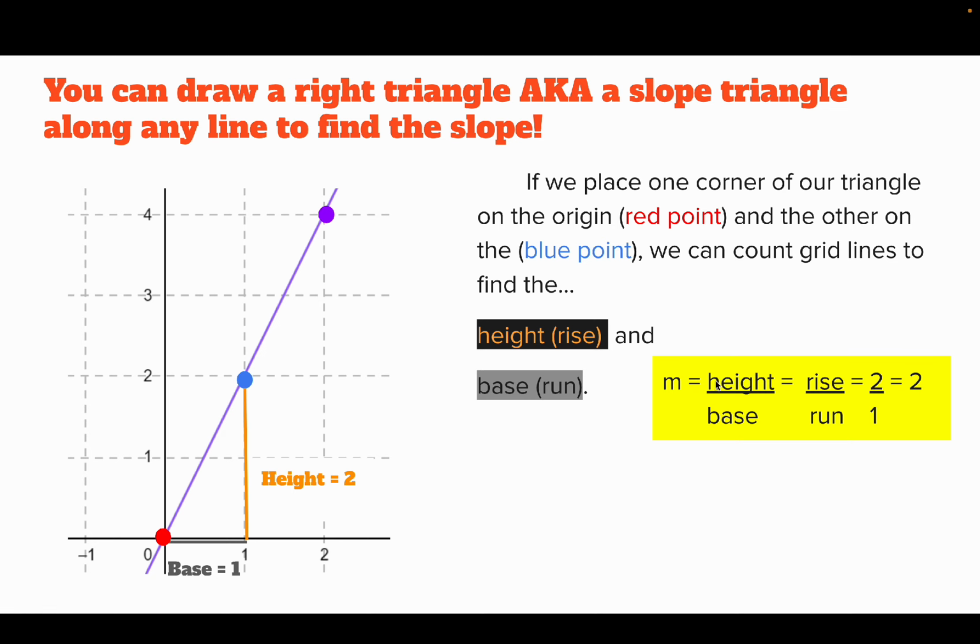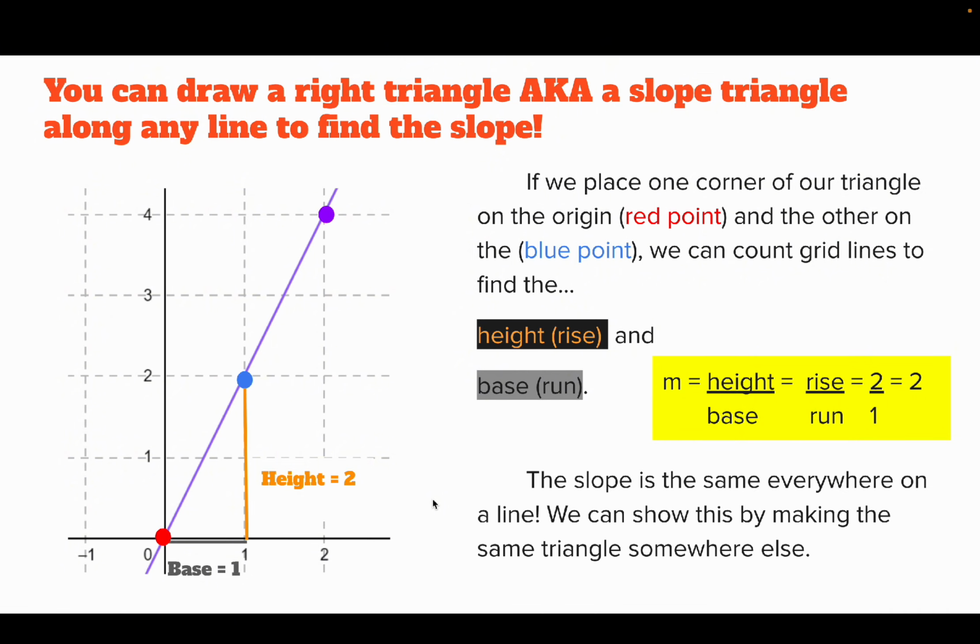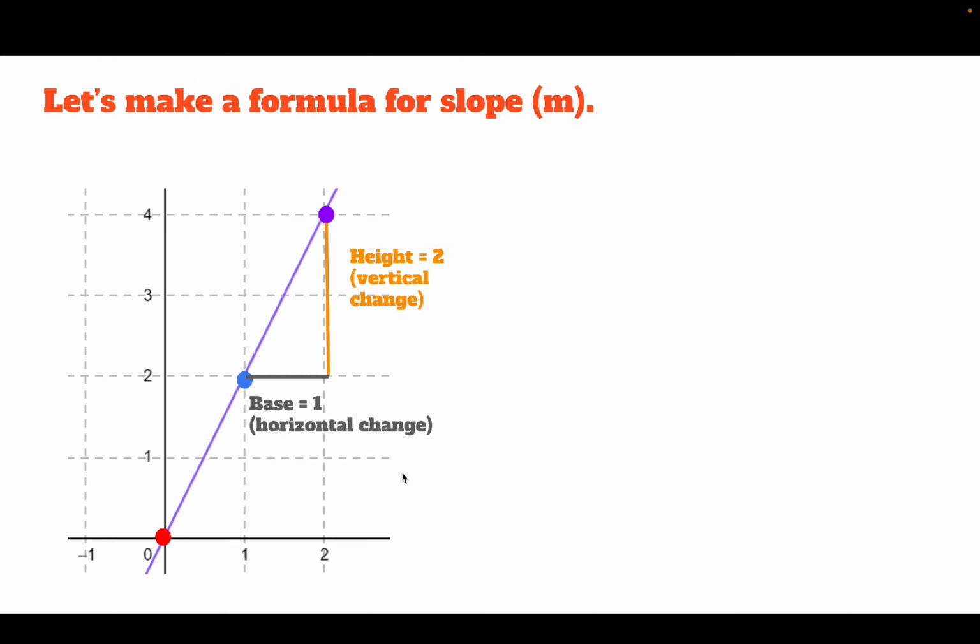Then we would use our formula, height over base, rise over run, to see that this segment from red to blue, this line, has a slope of 2, and that's consistent anywhere on the line. We're going to prove that by making the same triangle somewhere else. So look, I have the same horizontal and vertical change, the same height and base from the blue dot to the purple dot. So over here, there's also a slope of 2. So this whole line has a slope of 2. And that should visually make sense to us because we can see the steepness or the slope is the same all along this line.